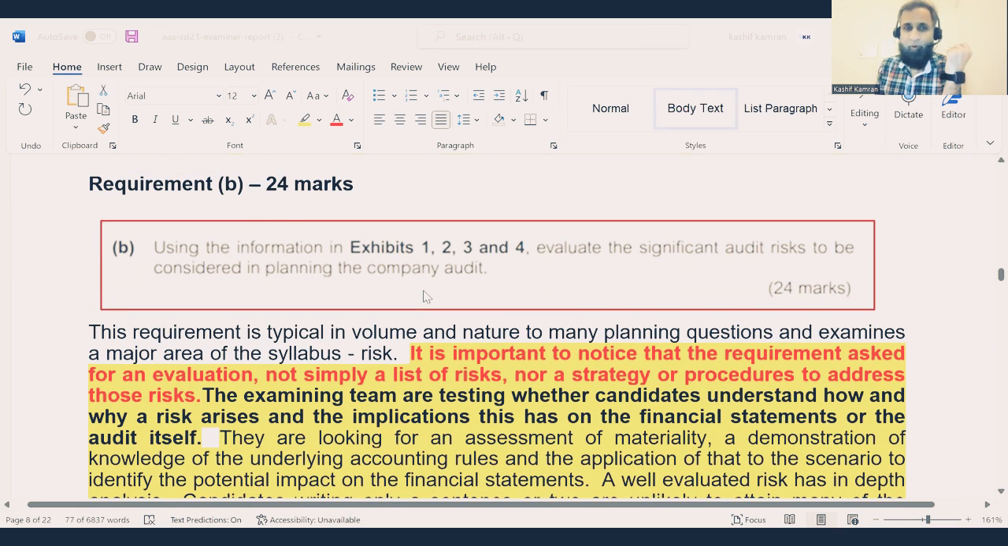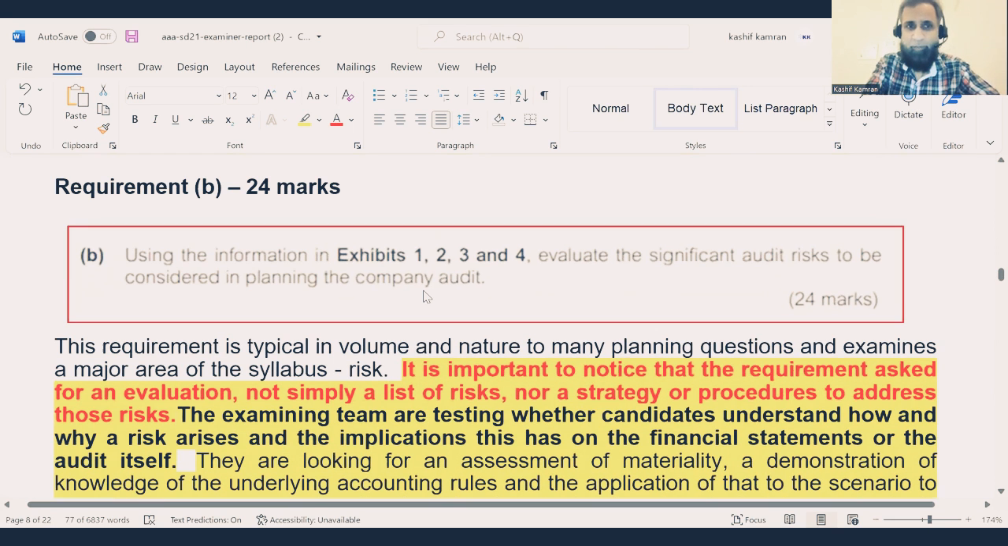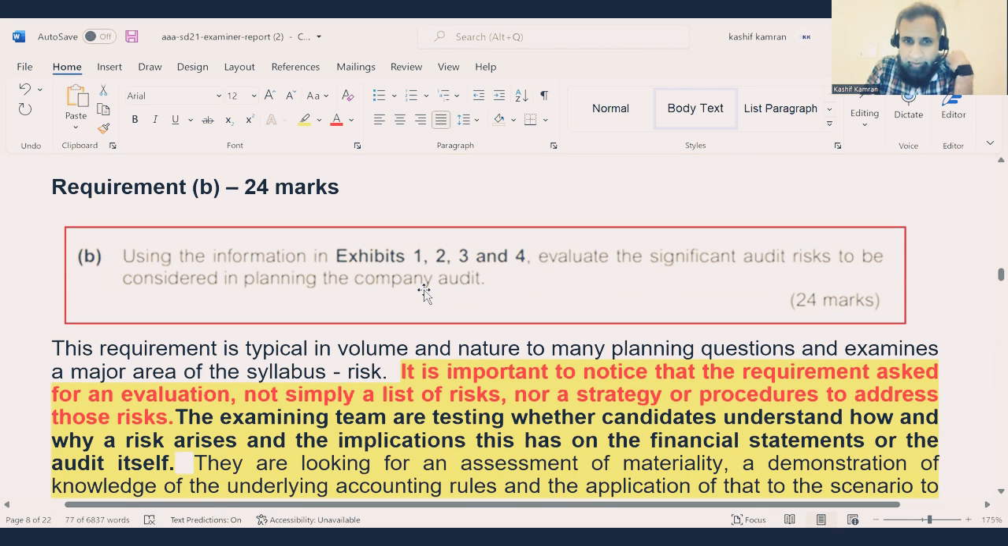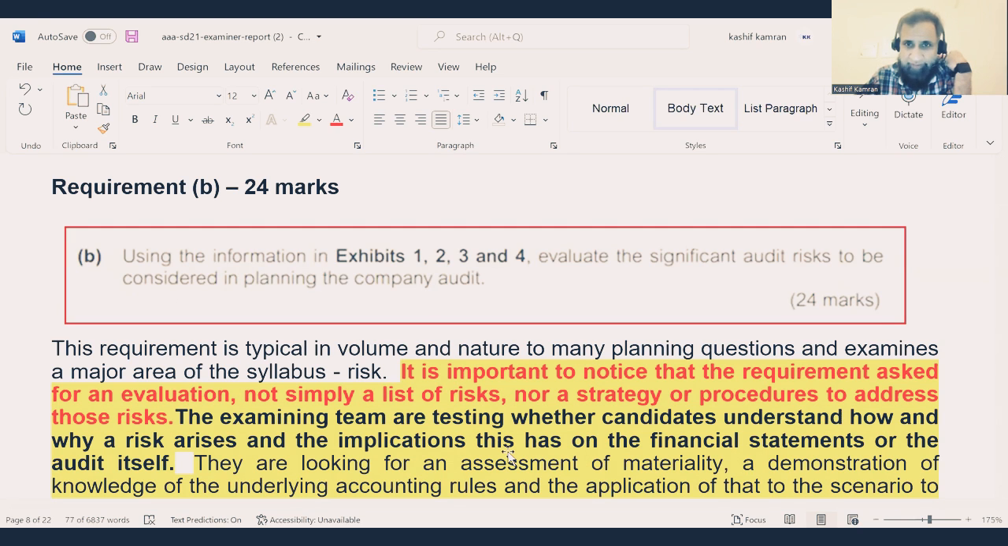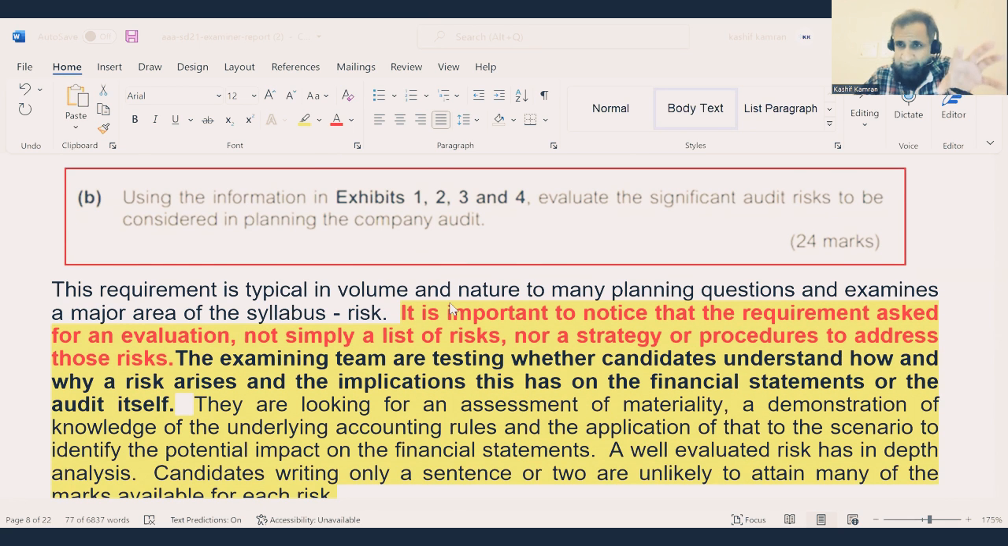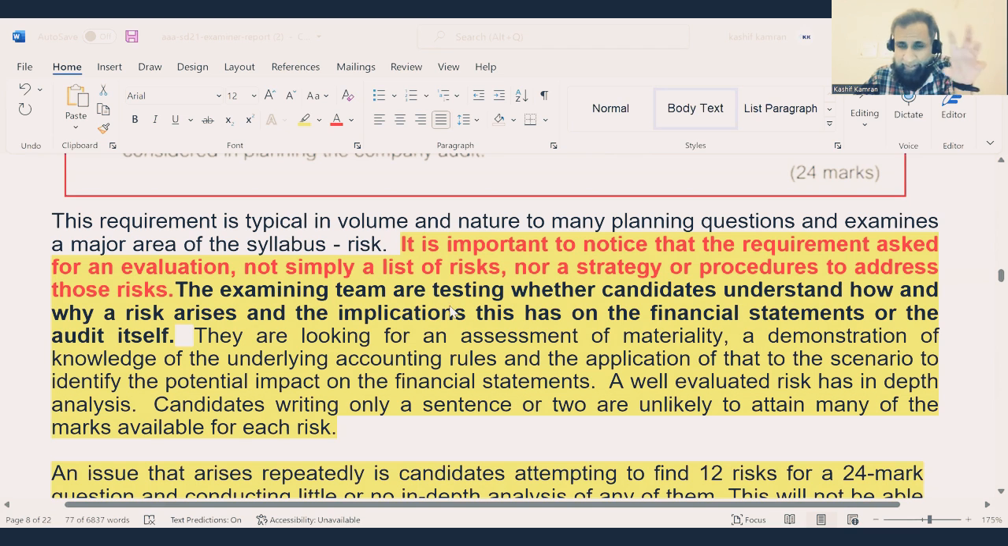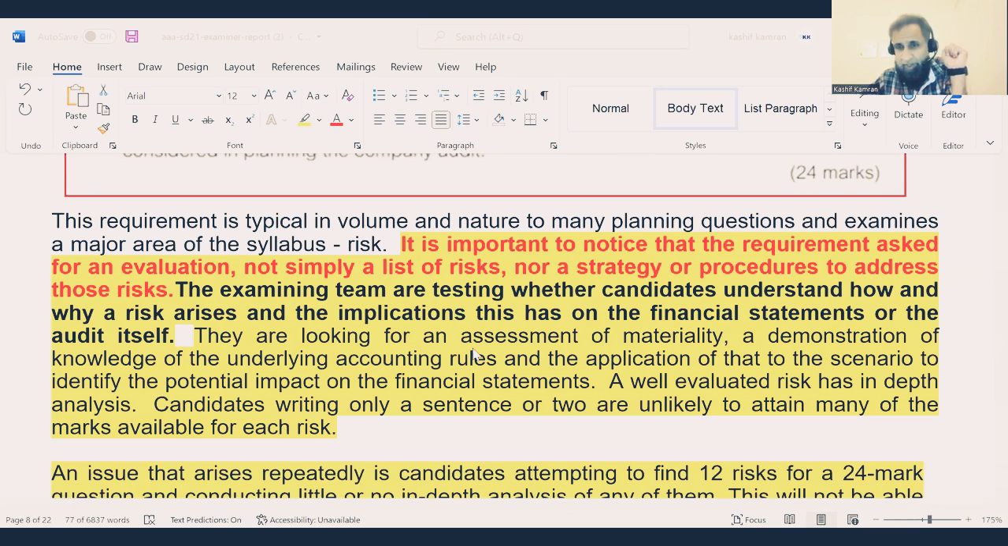Can you see the examiner report in front of your screen for requirement B, 24 marks? Can you all see that? Okay, let me share some comments with you from the 24 marks requirement, which is interesting. I'll share this examiner report with you with the yellow highlighting so you can read those paragraphs yourself. But in the shortage of time, I'll just be reading some selected comments highlighted in yellow for your own interest.